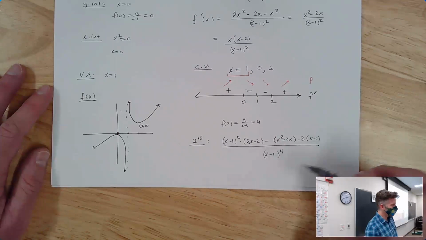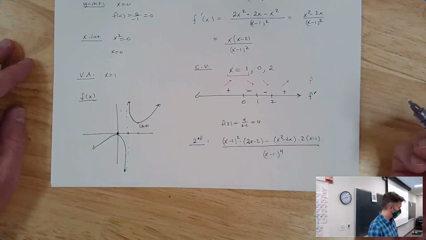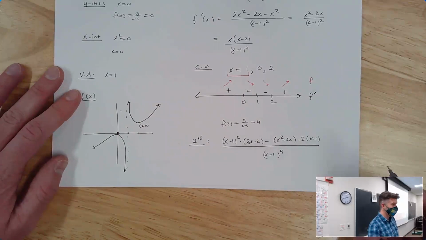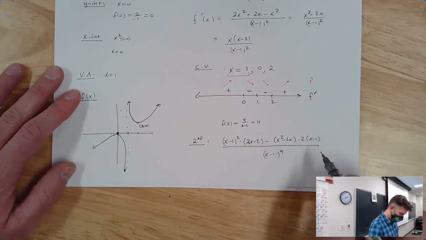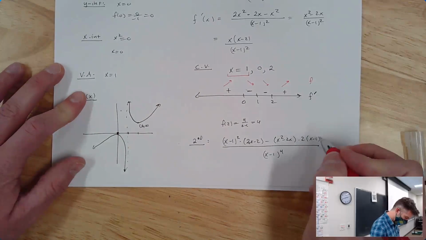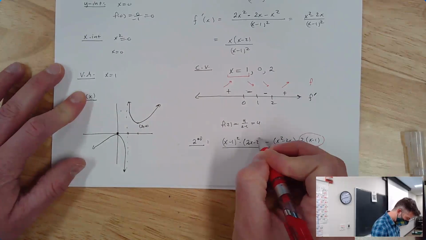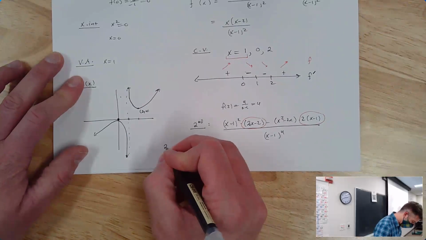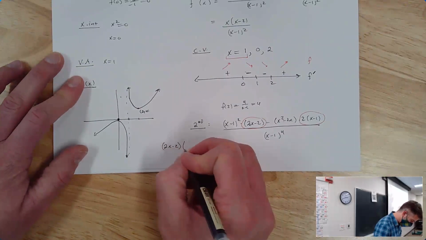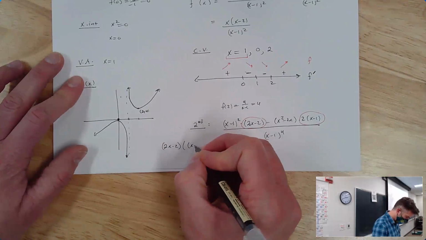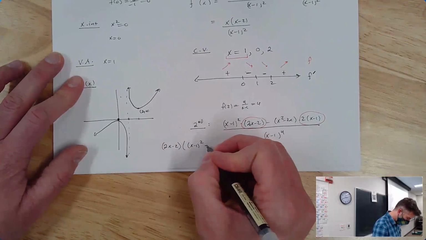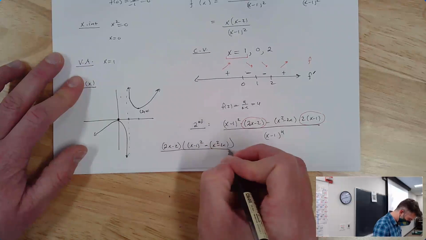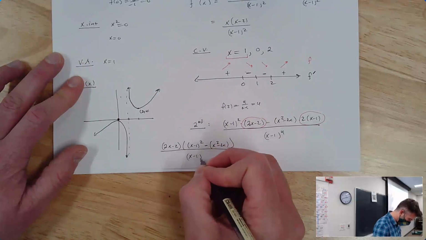Okay, and so then this is where things start to get messy because there's a lot of pieces still. So I'm going to point out we can factor out an x minus 1 and a 2 from the top. So I can factor out this 2x minus 2 here, and this 2x minus 2 here. So I'm going to have 2x minus 2 times x minus 1 squared minus x squared minus 2x, all over x minus 1 to the 4th.